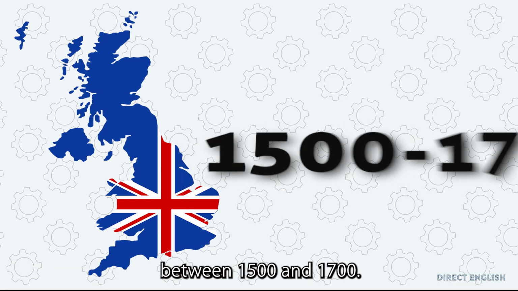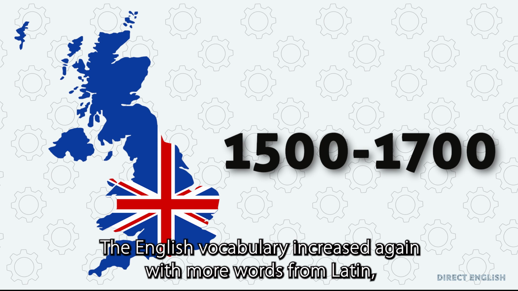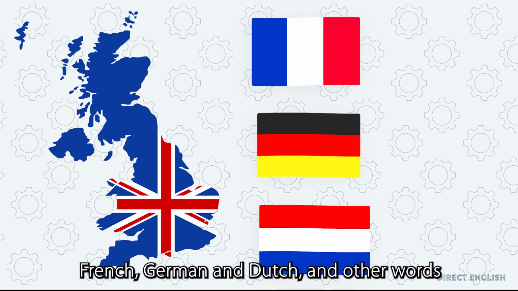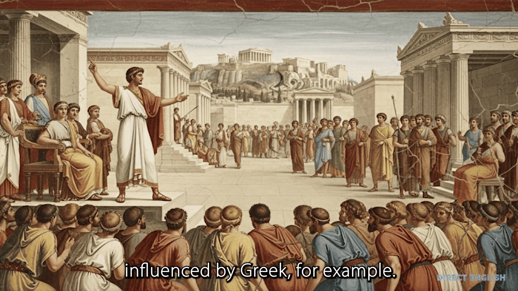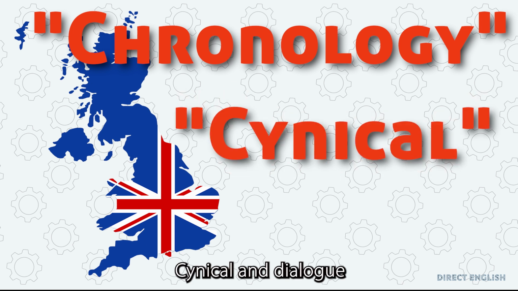Between 1500 and 1700, there were some big changes in English pronunciation and vowel sounds. The English vocabulary increased again with more words from Latin, French, German, and Dutch, and other words influenced by Greek. For example, chronology, cynical, and dialogue.